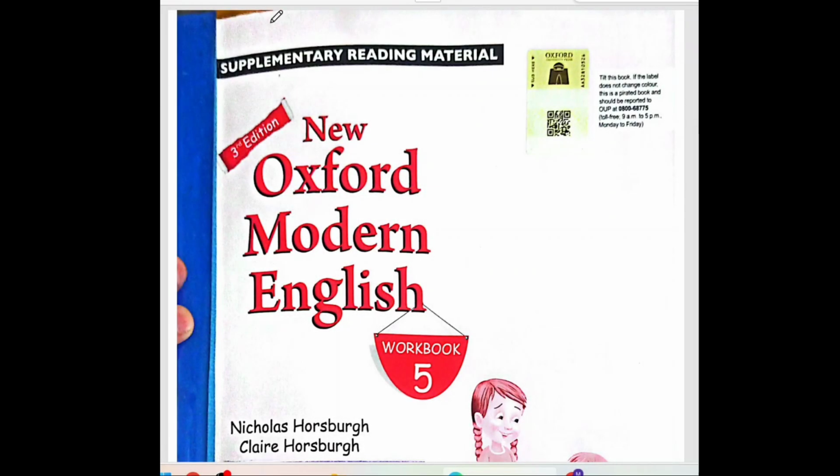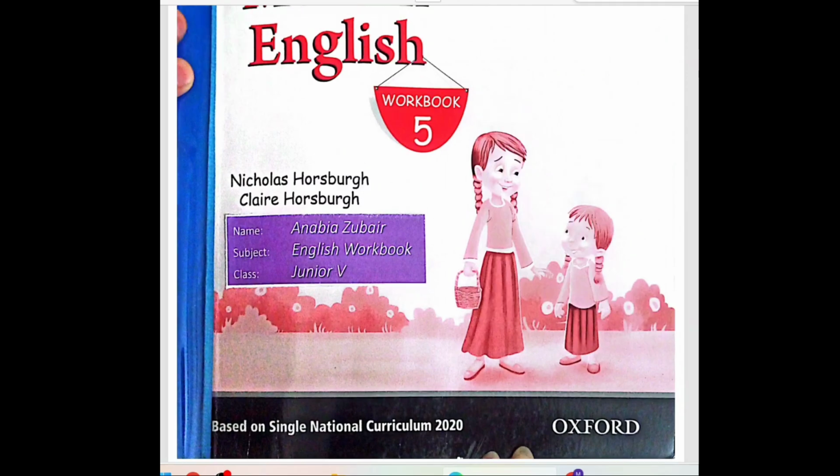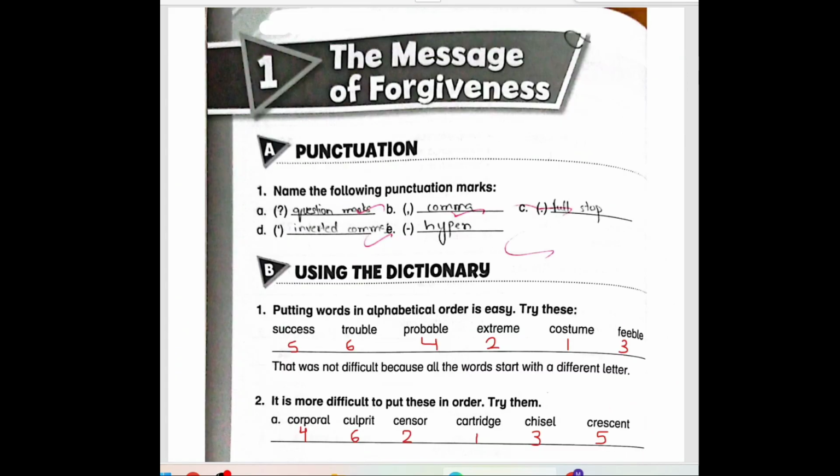In this video, I am going to present the solution of New Oxford Modern English Workbook 5, which is based on the Single National Curriculum 2020, and it's a book by Oxford. Let's dig in. Chapter number 1 is The Message of Forgiveness. Part A is about punctuation.